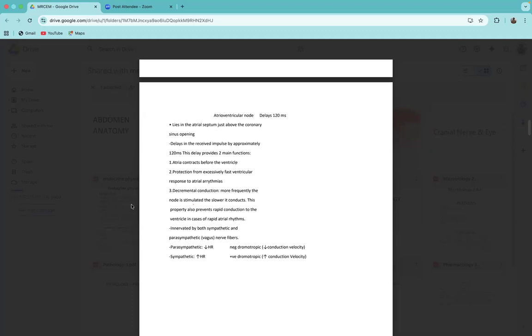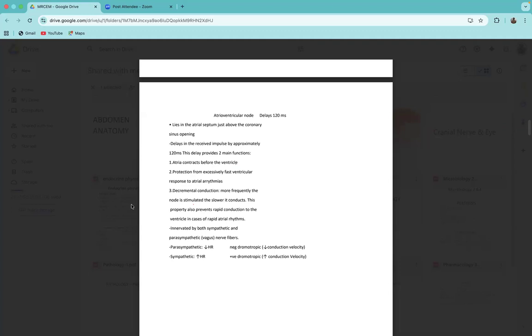Decremental conduction: the more frequently the node is stimulated, the slower it conducts. This property also prevents rapid conduction to the ventricle in case of rapid atrial rhythms. The AV node is innervated by the sympathetic and parasympathetic, or vagus, nerves.